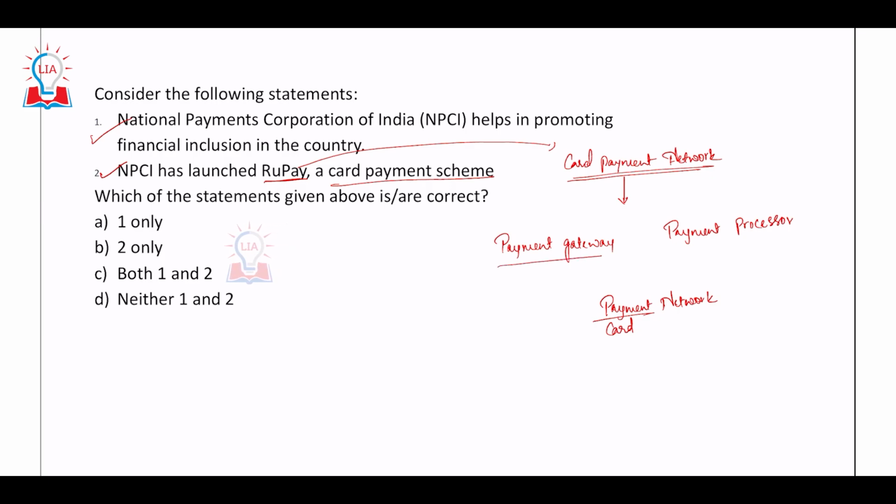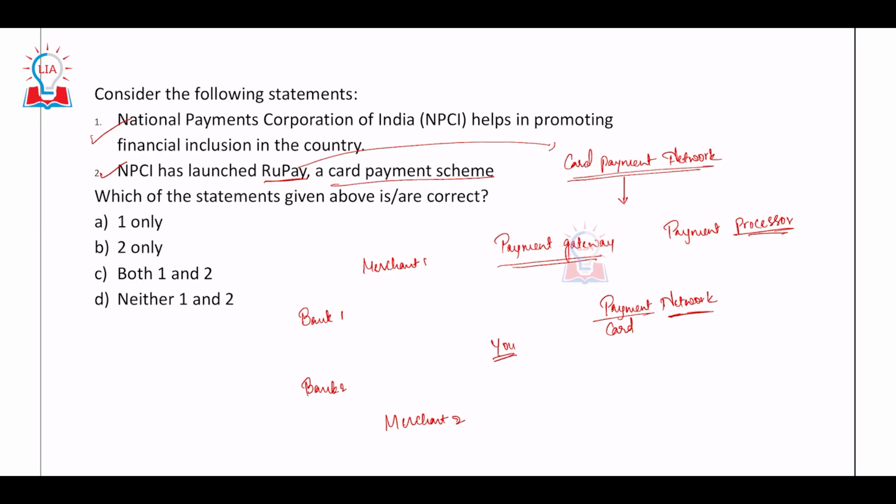So 3 words: gateway, processor, network. You have to link these 3 in order to understand this. So what happens generally is that you have a bank, you have a merchant, let's suppose merchant 1, bank 1, bank 2, and merchant 2, and it's you here.